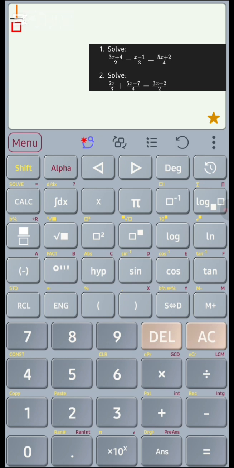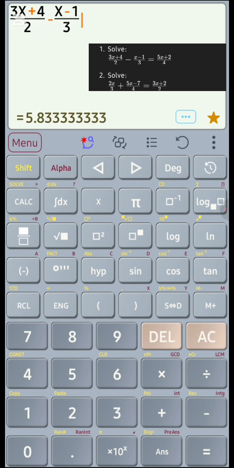So first we have a fraction, and on top we have 3x. So in order to access x, we press alpha, then bracket plus 4, and beneath the bracket we have what? 2. And then all this is minus another fraction, and we have x minus 1, so alpha x minus 1. And then at the denominator we have 3, and then all is equal to 5 over x. So in order to use this equal to, remember alpha calc. So alpha calc, so we have equal to another fraction, 5x plus 2, and then 4.